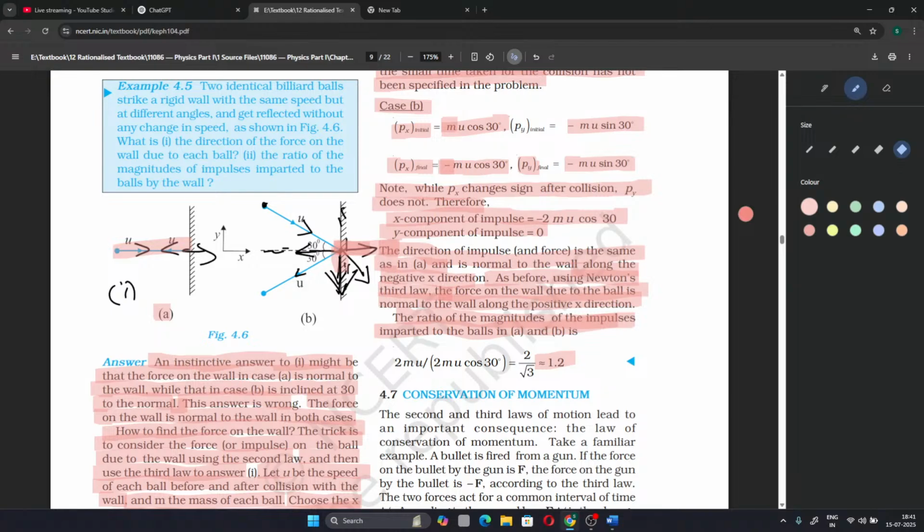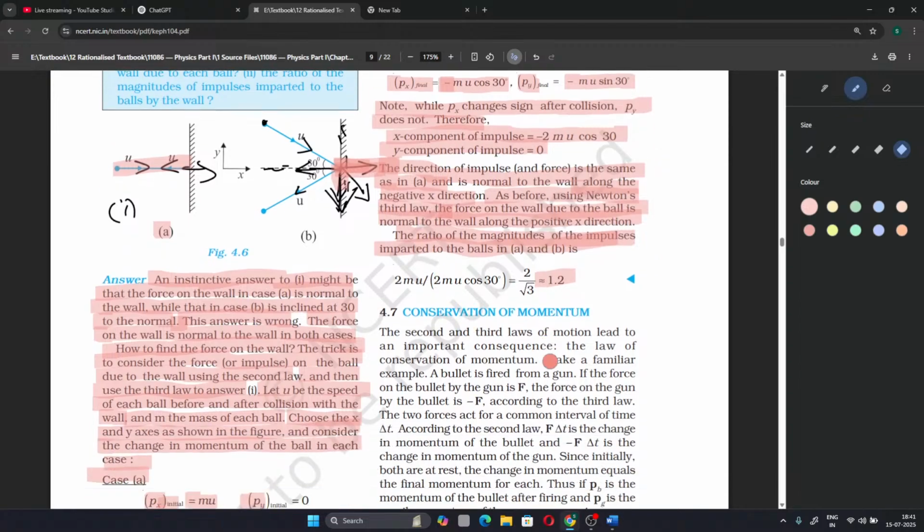Using Newton's third law, the force on the wall due to the ball is normal to the wall. Basically, they're saying the force is in this direction. It is normal to the wall. That's all. And the ratio is 1.2.